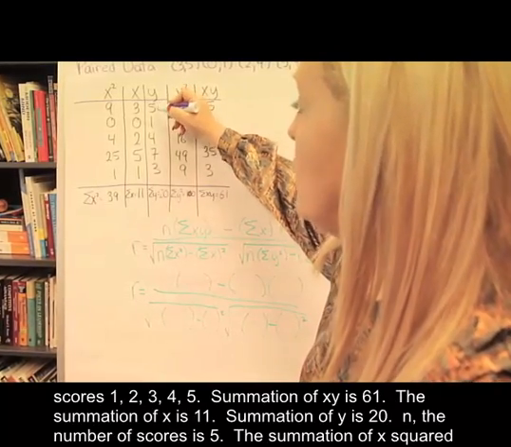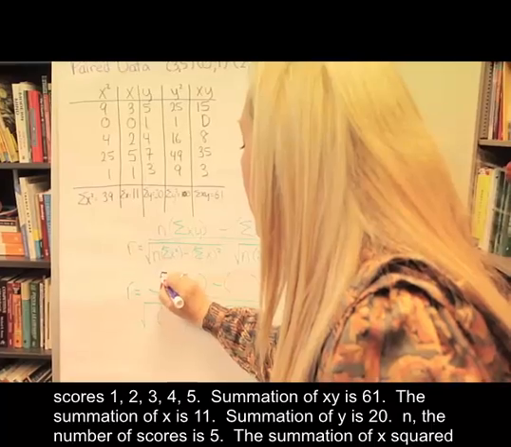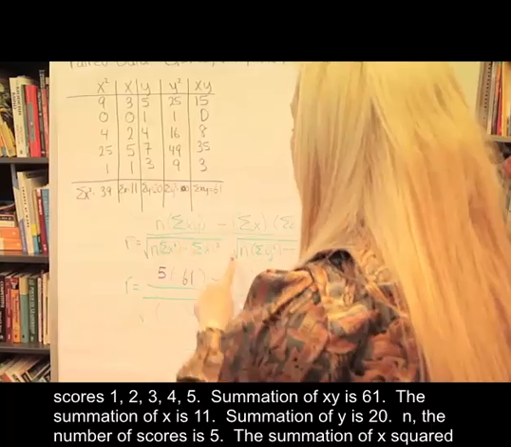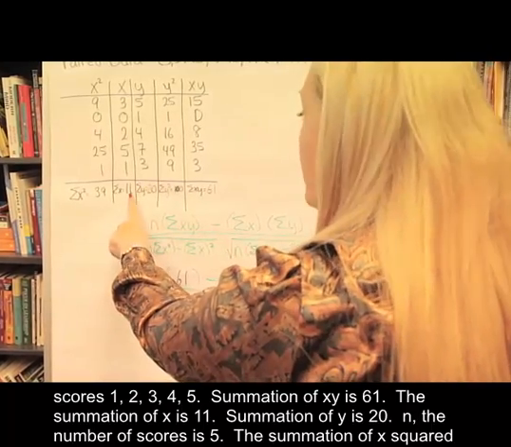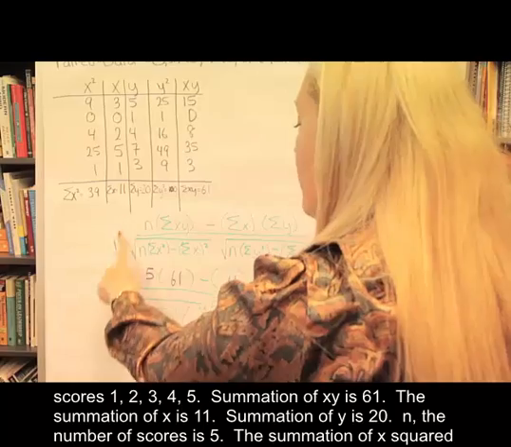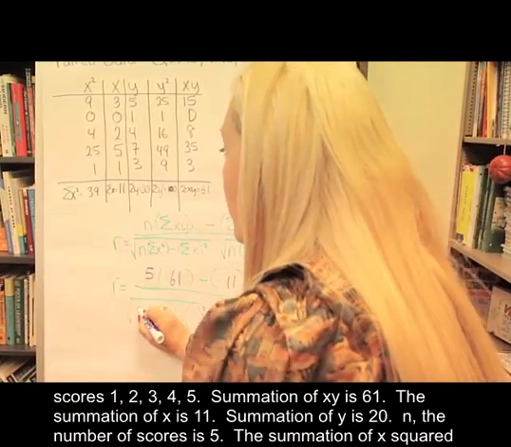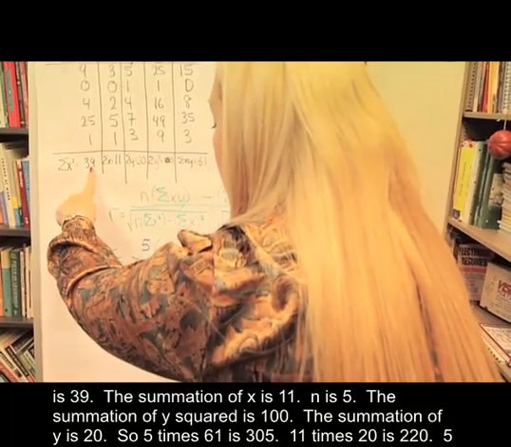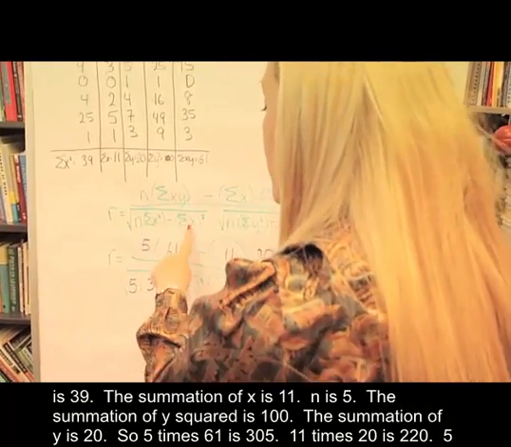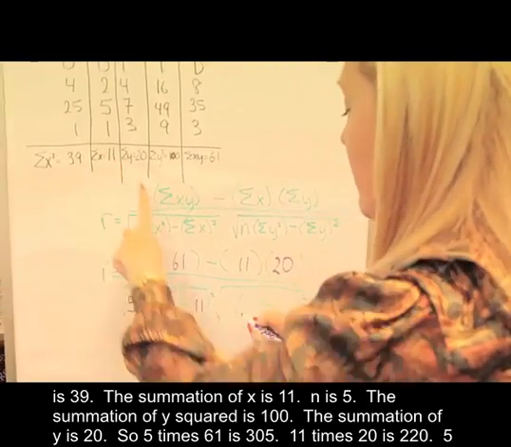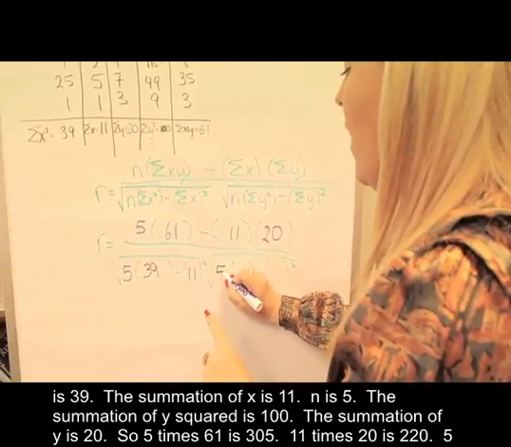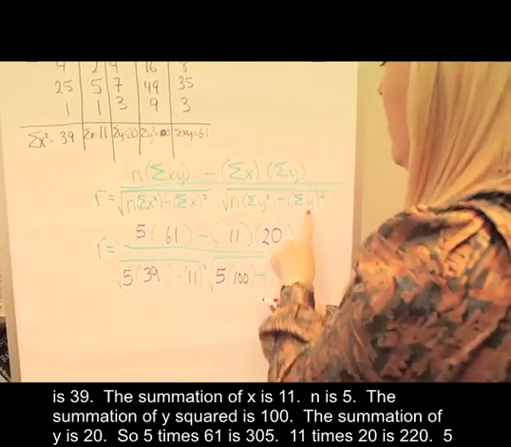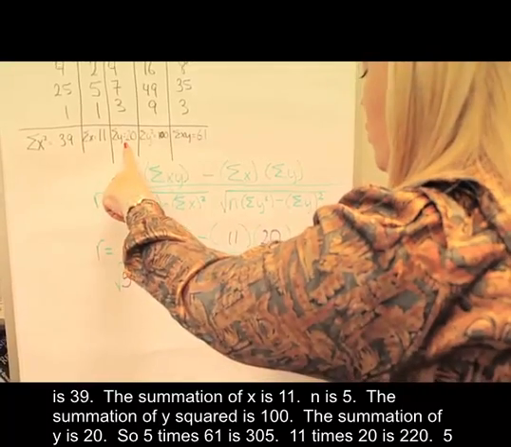n is the number of scores, 5. Summation of xy is 61. The summation of x is 11. Summation of y is 20. n, the number of scores, is 5. The summation of x squared is 39. The summation of x is 11. n is 5. The summation of y squared is 100. The summation of y is 20.